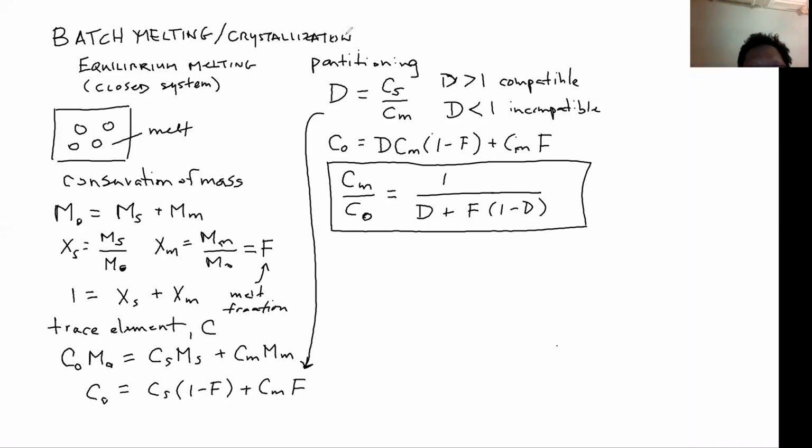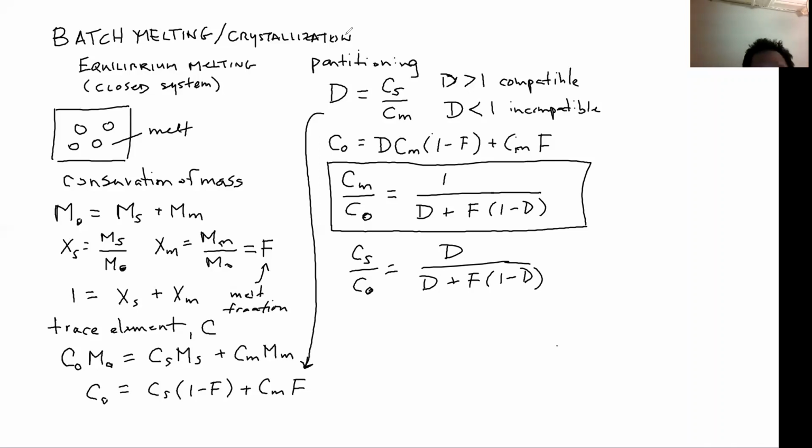And obviously, at equilibrium, Cm is related to Cs, the solid. So I could write the same form for what the composition in the solid would be. And that's the same, but you multiply it by D. Okay? And this is for the solid.